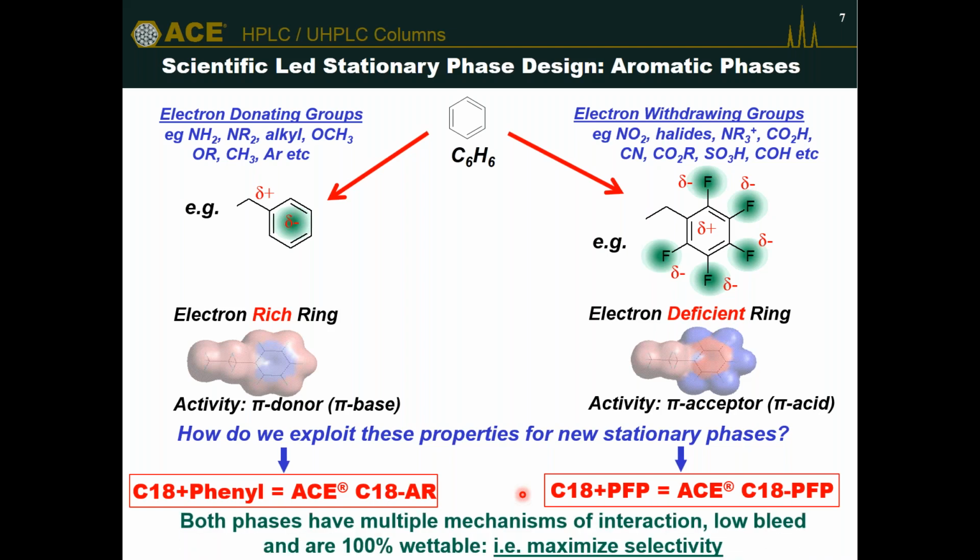And these chemistries have been developed to give multiple modes of interaction, to give low bleed. So the bleed profiles of these columns are the same as a standard C18, which is useful for gradient analysis and also useful for LCMS type applications. But also these columns are 100% wettable. And by that, what I mean is that these columns can be operated at 100% aqueous or 0% organic solvents.